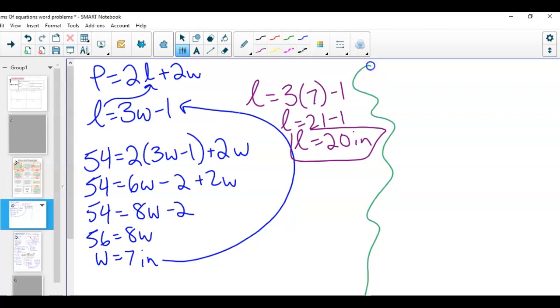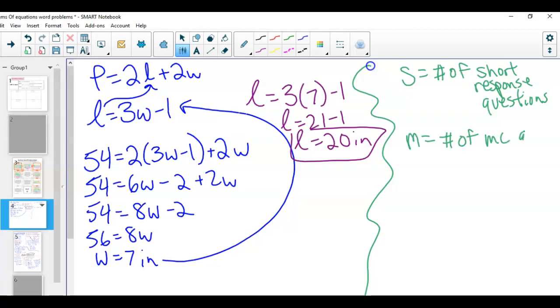And I just realized that I solved 2 in a row. So I'm going to graph the next, I'm going to graph this one, and I'll graph another one. Or I might just graph the rest. Right, so anyway, S is the number of short response questions. M is the number of multiple choice questions. Okay.